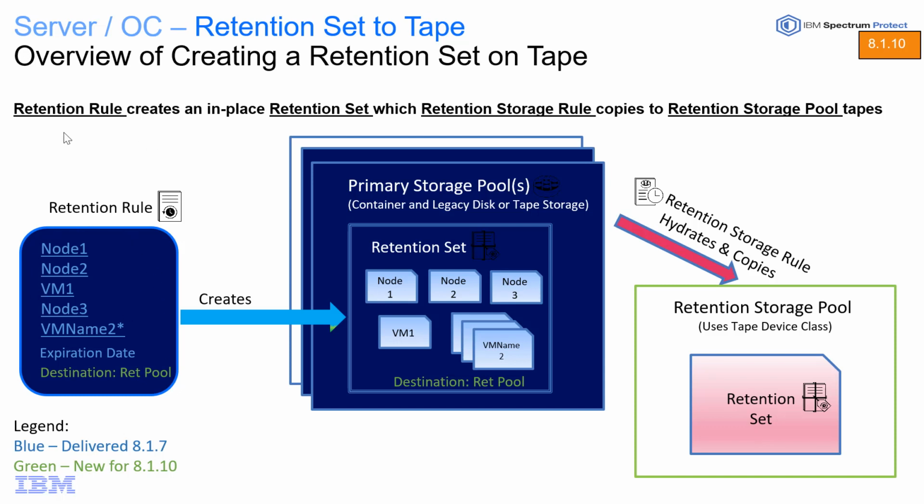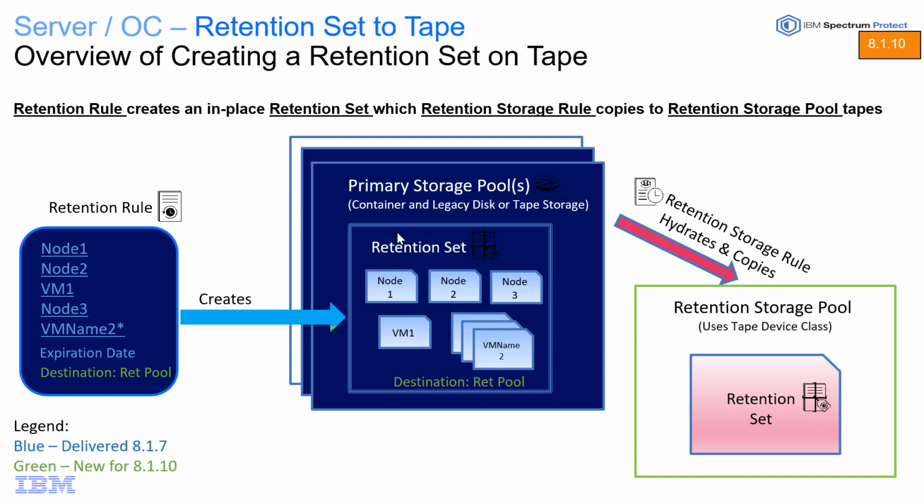So first of all, you create a retention rule, and this is going to specify the nodes you want to include and how long you want to keep it. And then the new destination of retention pool if you want it to go to tape. When this retention rule runs, it creates a retention set. And this retention set is created from the backup copies from either Spectrum Protect clients or Spectrum Protect for VE clients. The retention set is in place. All it does is update our Spectrum Protect database with the information that this is now also being retained as a retention set.